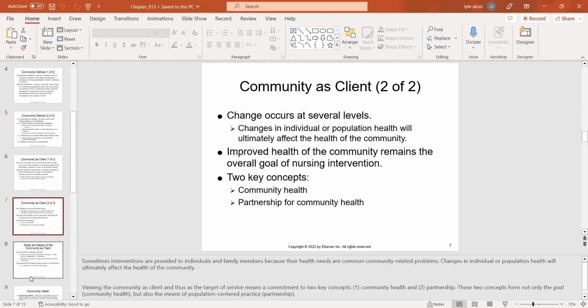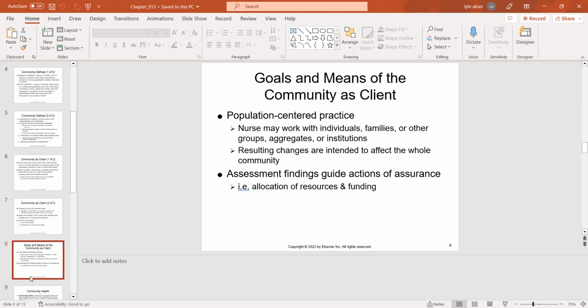We view the community as client, and thus the target of service means a commitment to 2 key concepts. We take a look at community health and we look at partnerships, and we know that these 2 concepts help to form the goal for community health, but that our population-centered practice or our partnership is important. So these are the goals and means of the community as a client, and again, we're population-centered practice. Nurses may work with individual families or other groups or institutions. We're going to see a change to affect the whole community. And we do assessment findings that guide actions of assurance.